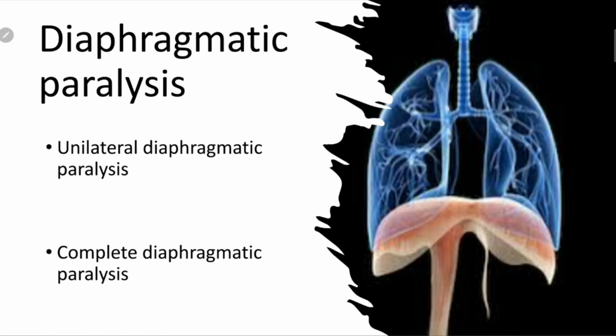Next clinical correlation is diaphragmatic paralysis. The unilateral damage of the phrenic nerve leads to unilateral diaphragmatic paralysis. The condition is diagnosed during fluoroscopy when an elevated hemidiaphragm is seen on the side of the lesion and showing paradoxical movements. The bilateral damage of phrenic nerves leads to complete diaphragmatic paralysis. It is a serious condition and it may cause respiratory failure.